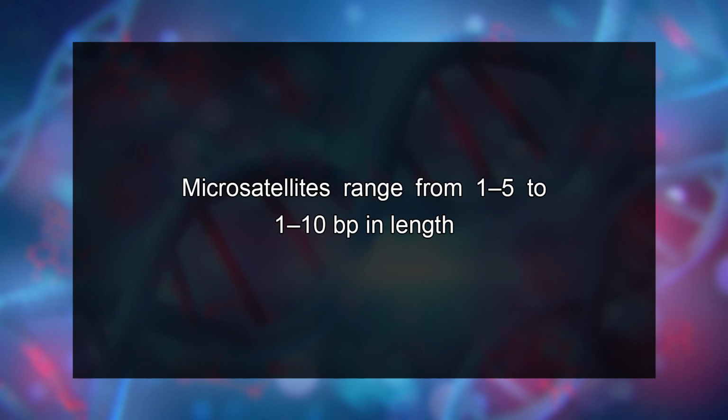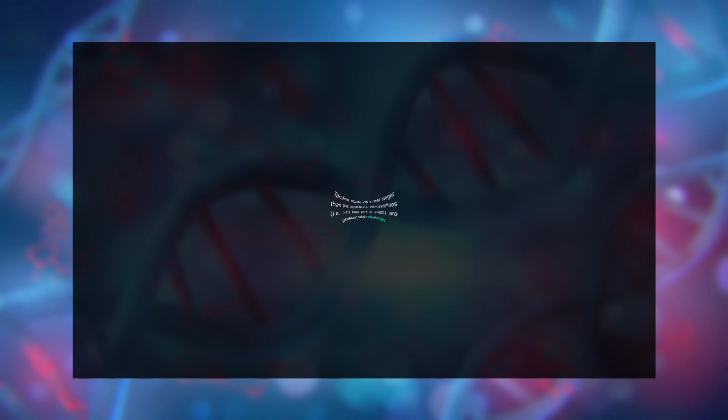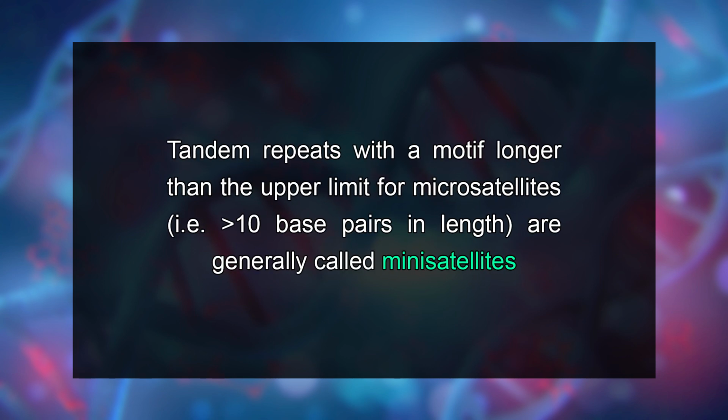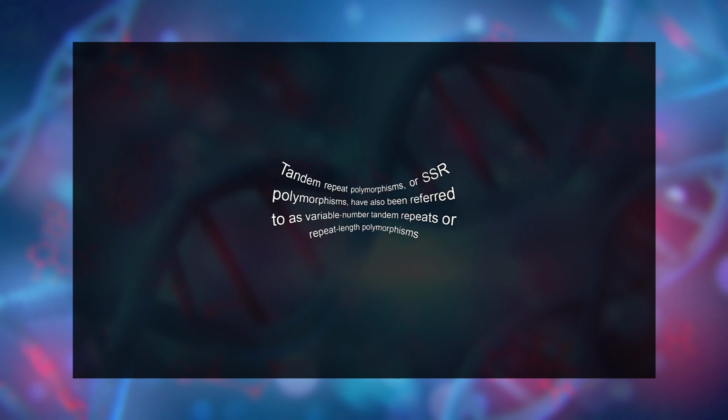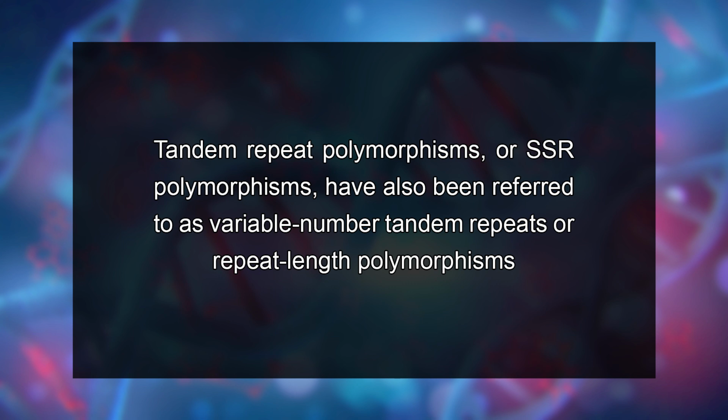Microsatellites range from 1 to 5 or 1 to 10 base pairs in length. Thus, tandem repeats with a motif longer than the upper limit for microsatellites, that is greater than 10 base pairs in length, are generally called minisatellites. Tandem repeat polymorphism or SSR polymorphism have also been referred to as variable number tandem repeats or repeat length polymorphisms.